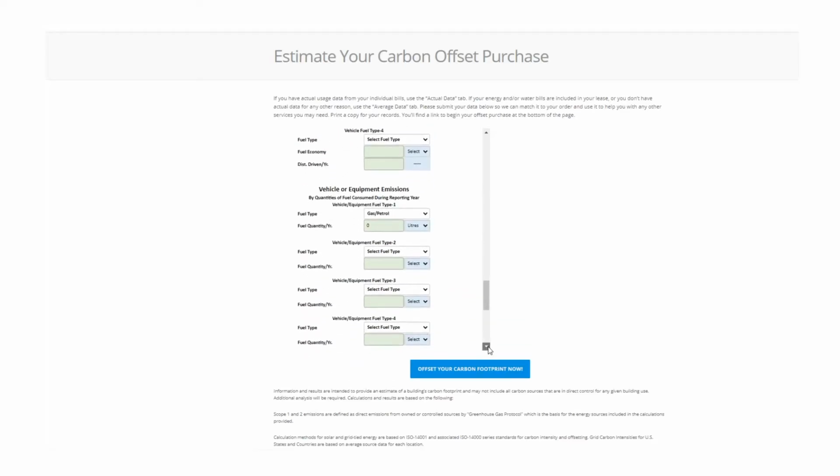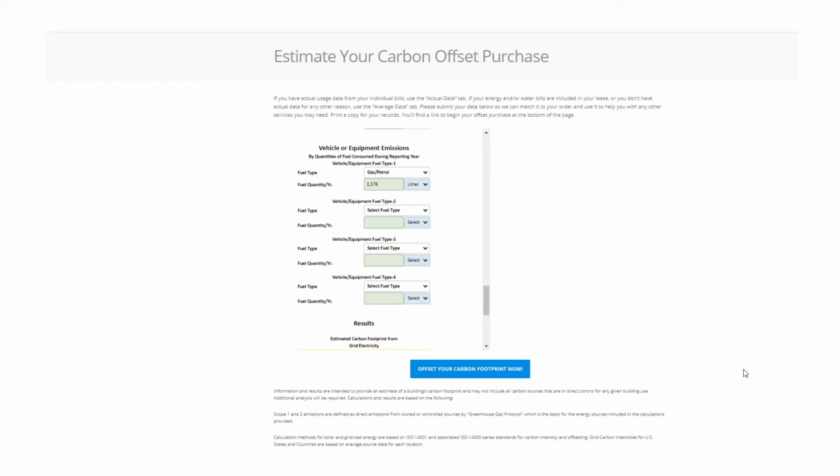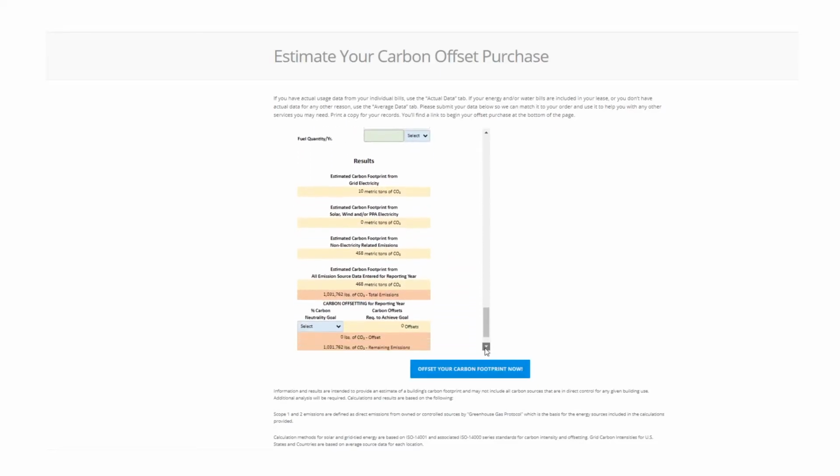If we had other vehicles that were measured by the quantity of fuel consumed, we can put them in this space here. In this case, we would select gasoline. I believe that they had a total consumption of 2,376 liters of fuel, and that was mostly for off-road vehicles and short-haul vehicles that were used on site. At this point, our data input is complete, and we can scroll down to the results.